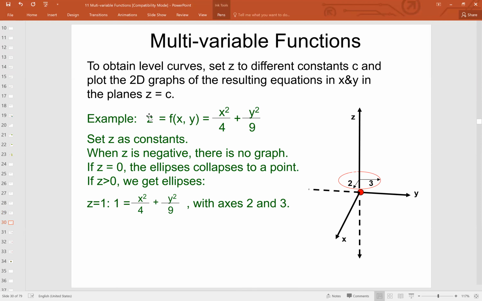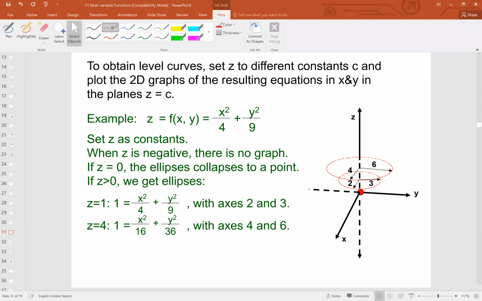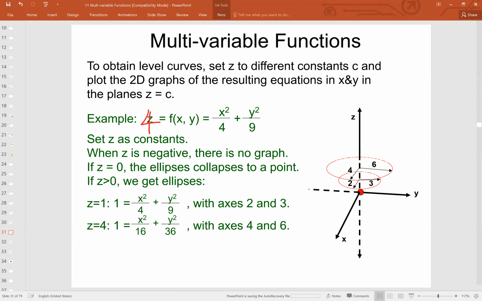Then if I set the equation to be z equal to 4, I divide by 4 over here, so it's 1, and the denominators become 16 and 36. Then this has x with square root of 16, which is 4, and y with square root of 36, which is 6. And so I get a bigger ellipse.